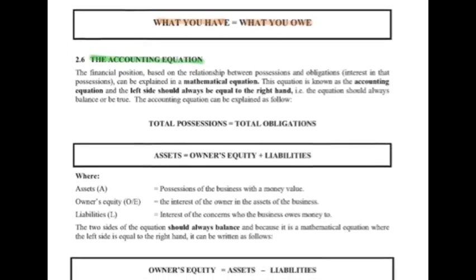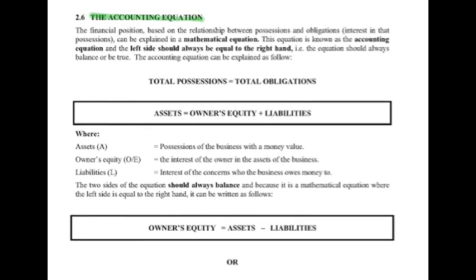So from there, we derive the accounting equation. The financial position, based on the relationship between possessions and obligations, and interest in the possessions, can be explained in a mathematical equation. This equation is known as the accounting equation, and the left side should always be equal to the right side. In other words, the equation should always be in balance or be true. The accounting equation can be explained as follows. The total possessions equal the total obligations. In other words, assets are equal to owner's equity plus liabilities.